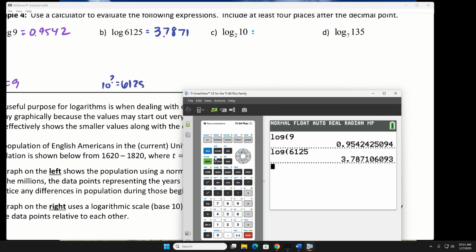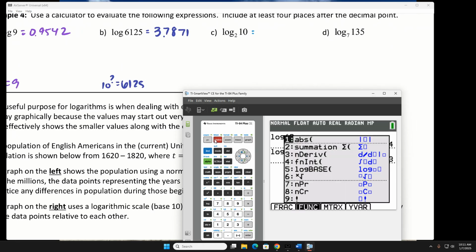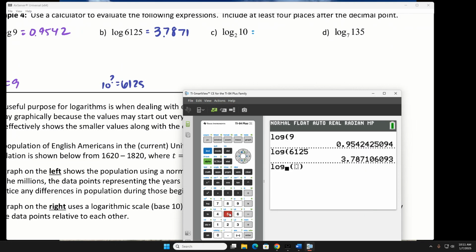Okay, this one, we can't just do log in the calculator because it's log base 2. Do you guys remember how to get log base? It's alpha window. So if there's something you're like, I know it's somewhere in my calculator, I'm not sure where, it's probably alpha window. So it's log base, and then you just make the base 2 and the argument 10, and there it is.